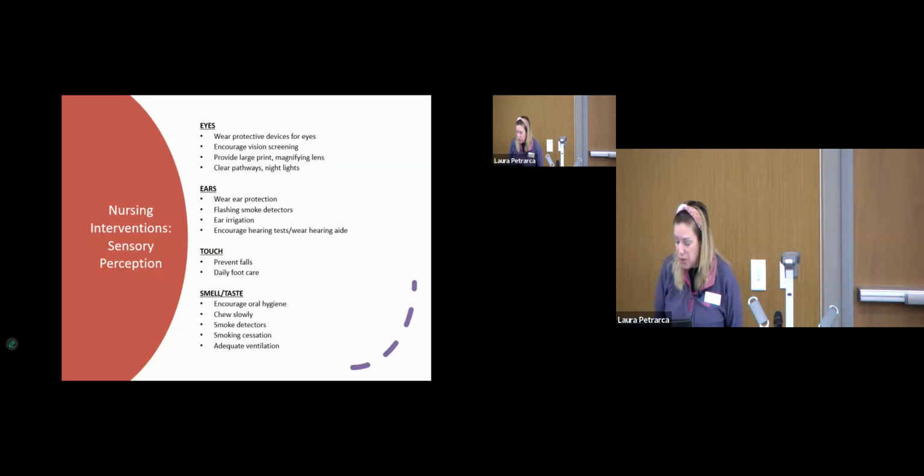And with touch, prevent falls. We talked about that. A lot of your diabetics may have what you call peripheral neuropathy. Y'all have heard that term before. So they have numbness, usually in their legs. And you want to make sure that you are teaching them good foot care. That is essential, especially drying between their toes, because a lot of times they don't do that. And they end up with maceration in between their toes, which causes skin breakdown. Make sure that you're teaching them that.